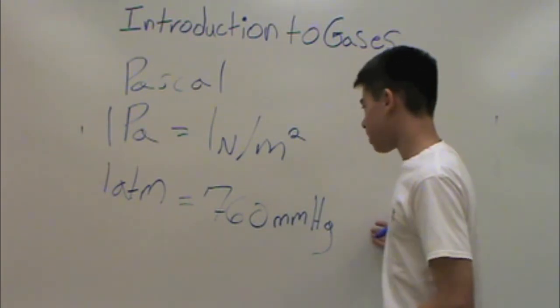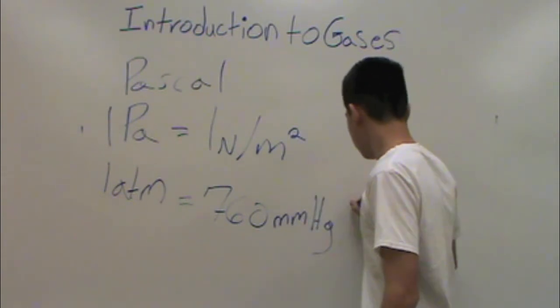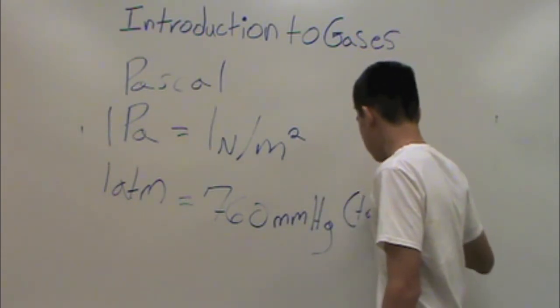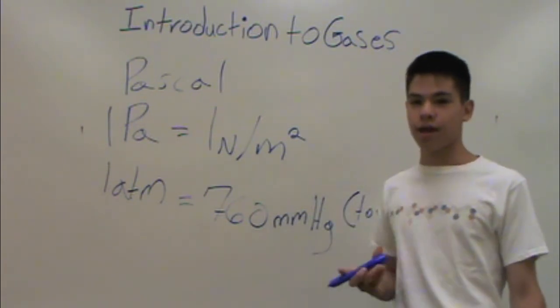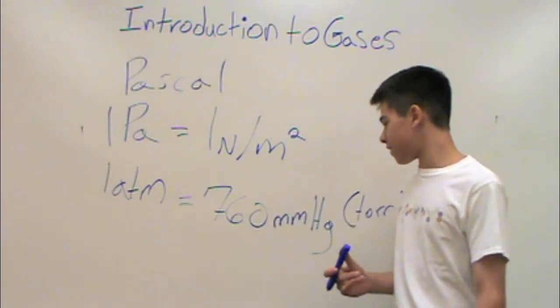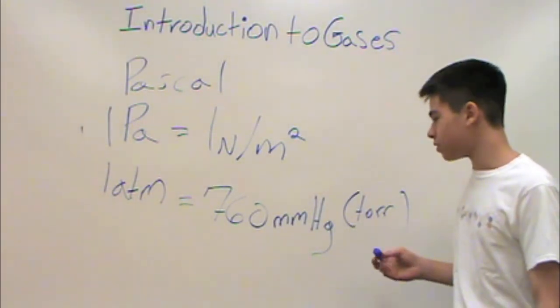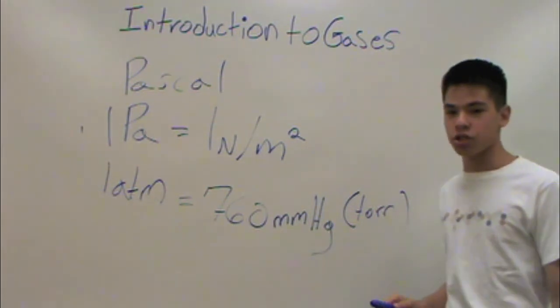Now, the millimeter of mercury is also called the torr. So, the torr is named after Italian chemist Evangelista Torricelli. So that's the derivation of the unit, the torr. So millimeters of mercury and torr can be used interchangeably.